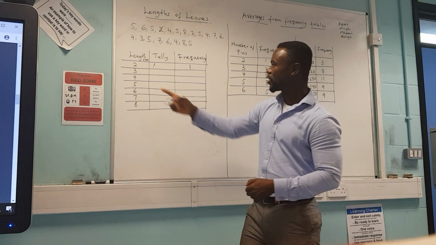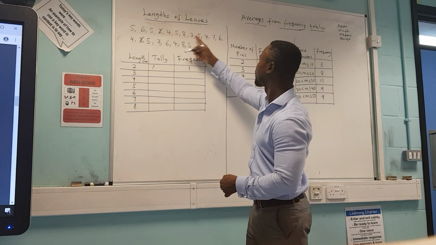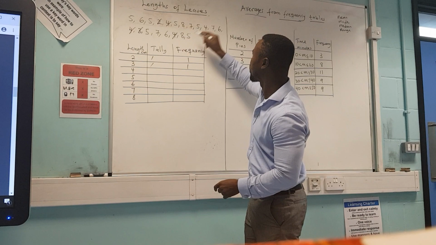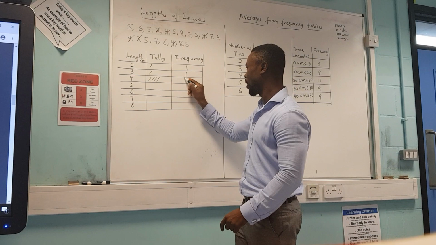Let's go to the number three. Looking for three, that is one. There is no more three, so we put a bar, frequency is one. Let's go to four. There is one, two, three, four, so the frequency is four.